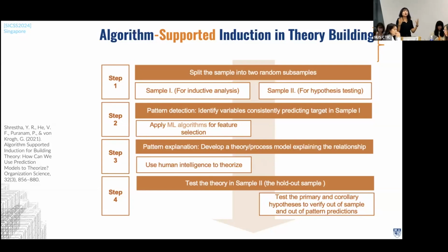So we really need your human intelligence to say whether this variable actually makes sense to be incorporated into the theoretical framework. And then finally, we'll test the model that you have on the sample that you have not touched using hypothesis testing. So that's the 4 steps.